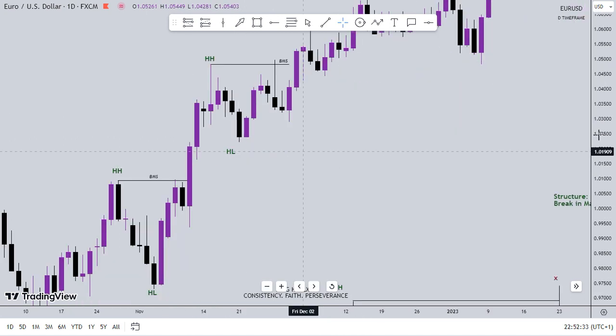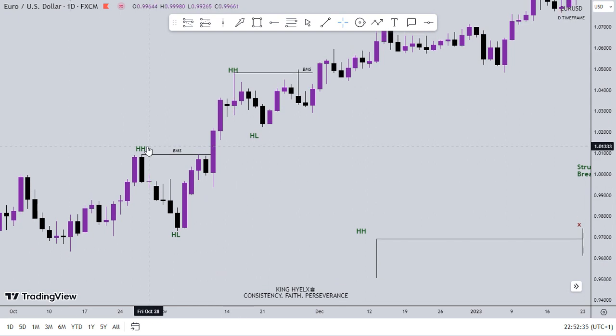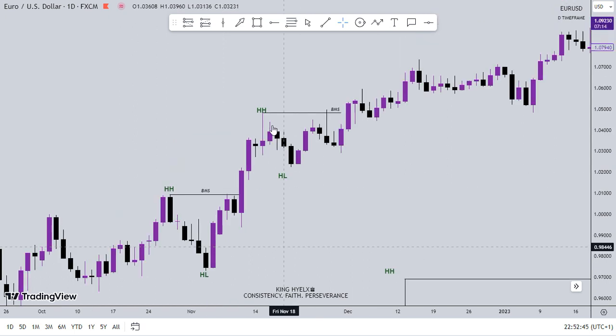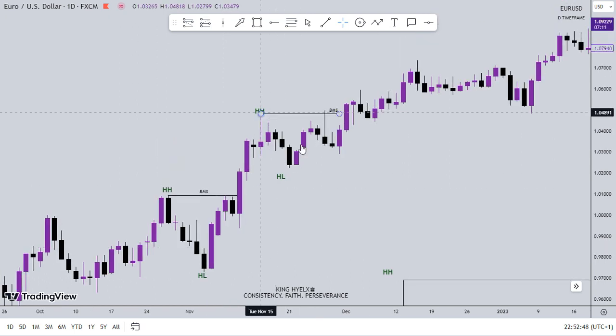So that's how we characterize our higher highs and higher lows. Because this high is higher than this one, that's why we call it higher high. Because this low is higher than this particular one, we call it higher low. Now this is our new higher high, right? So in order for us to confirm that this is a higher low, we need to actually go and form a new higher high.